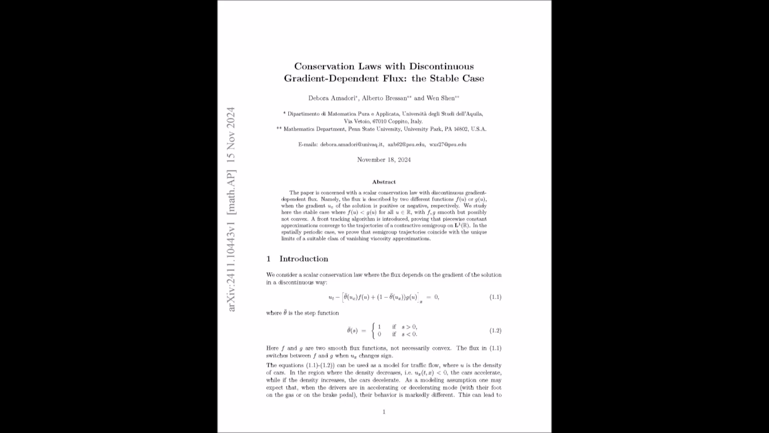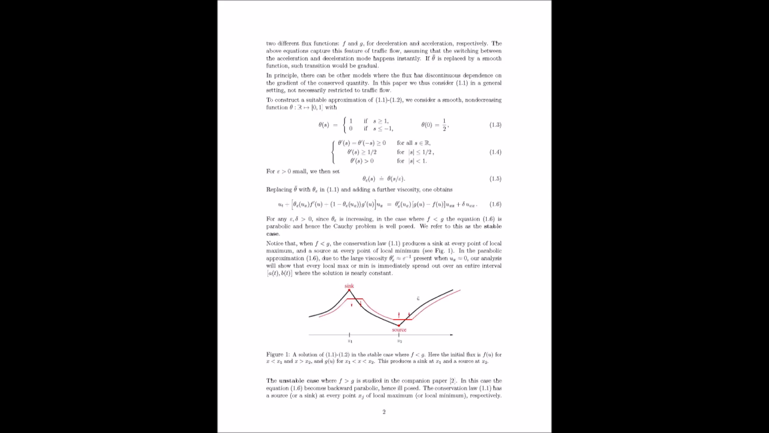All right, welcome back. We're diving back into those conservation laws with discontinuous gradient-dependent flux. I'm ready for more. So last time we finished with that confirmation that the semigroup solution is actually a weak solution to the Cauchy problem. What's next? So now they get into the spatially periodic case, specifically with proposition 3.4 on page 22.